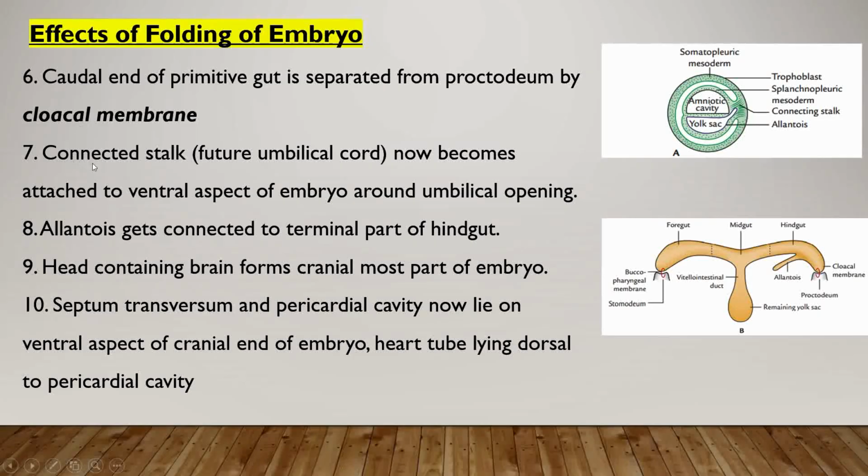The connecting stalk, which is going to form the umbilical cord, now becomes attached to the ventral aspect of the embryo around the umbilical opening, and the allantois also gets connected to the terminal part of the hindgut. The head containing the brain forms the cranial-most part of the embryo. So here will be the brain, and the septum transversum and pericardial cavity lie on the ventral aspect of the cranial end of the embryo, with the heart tube lying dorsal to the pericardial cavity, which you will see later.